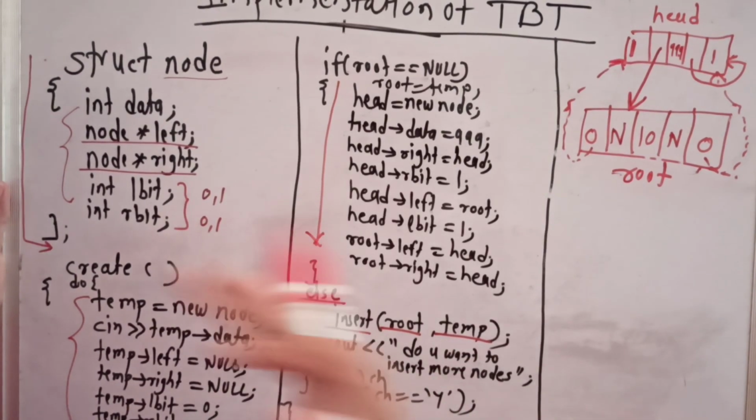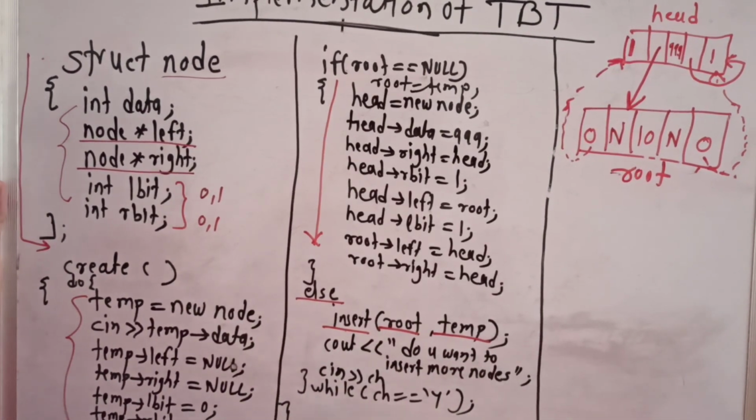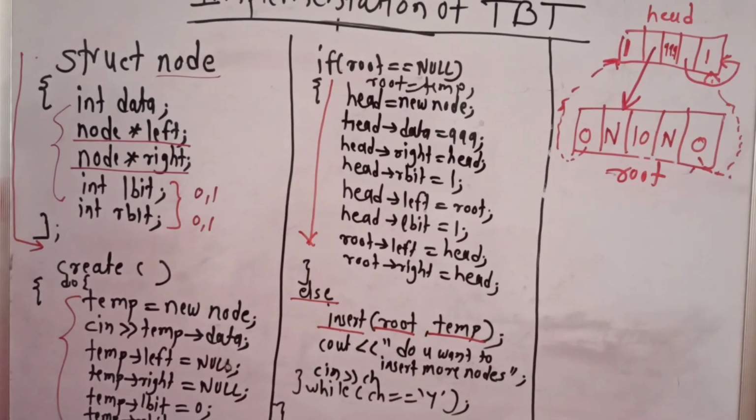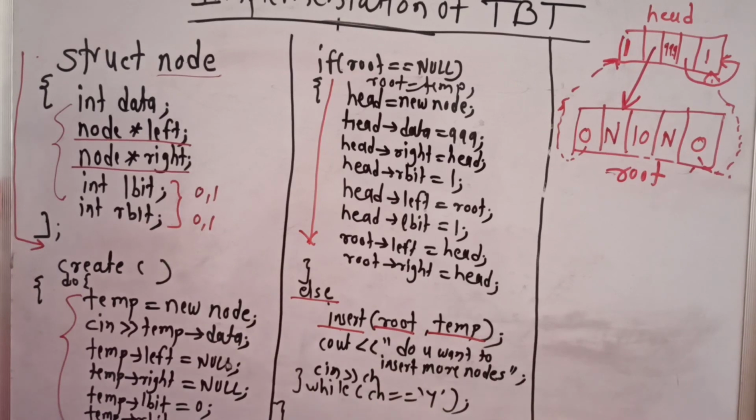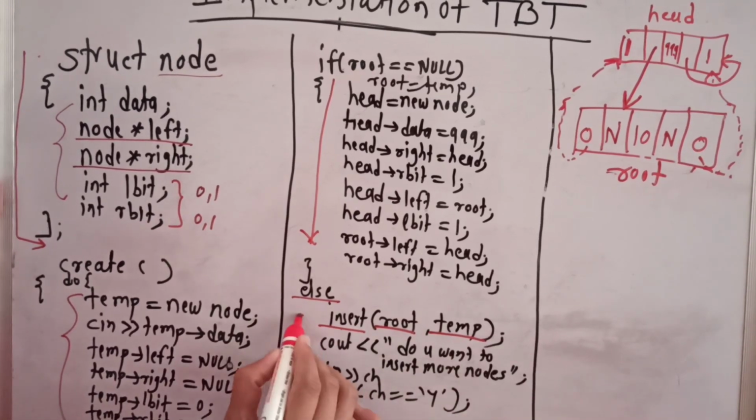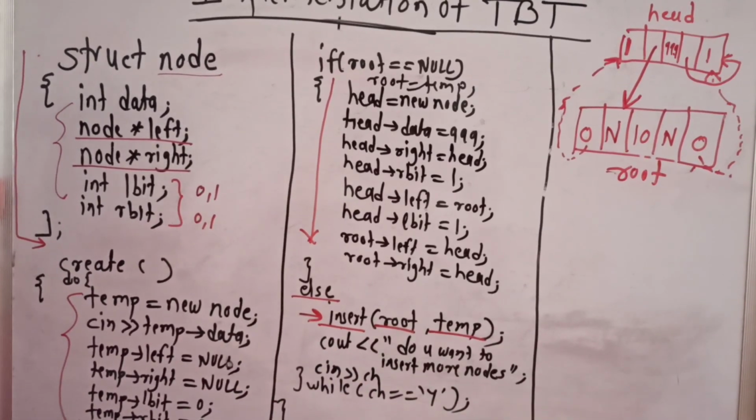And now we will see the code for the insert function. That means if I want to add more nodes into the tree, if I want to insert more nodes into the tree, how to write the code, that we will now see in the definition part of the insert function.